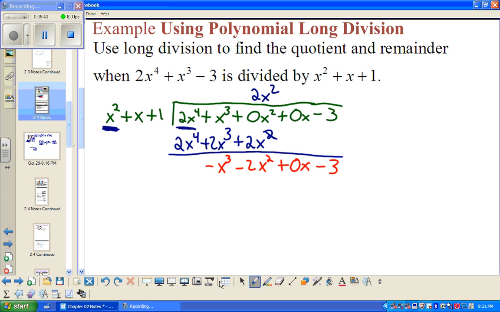And then I'm going to just repeat that same process. X squared times what gives me negative x cubed? Well, that would be negative x. Negative x times x squared gives me negative x cubed. Negative x times x gives me negative x squared. Negative x times 1 gives me negative x. Subtract. First term cancels out just like I wanted.